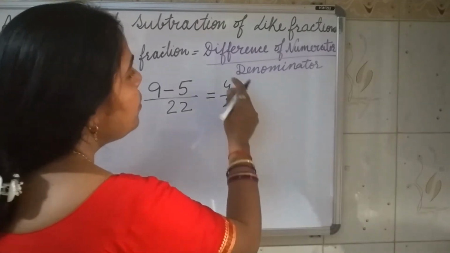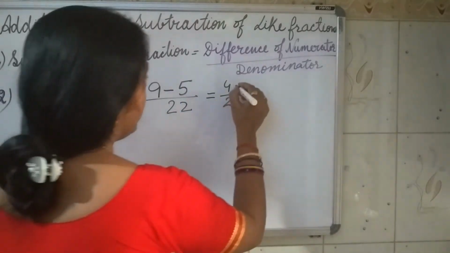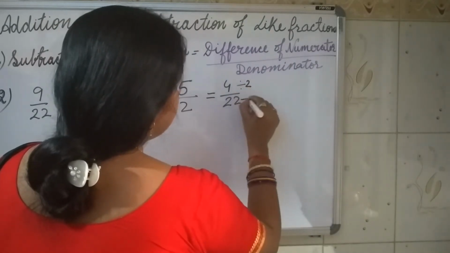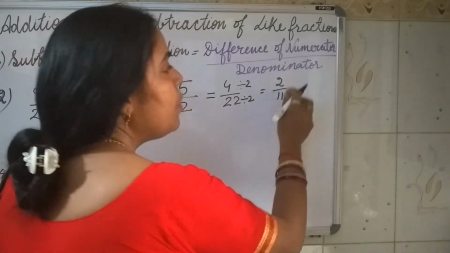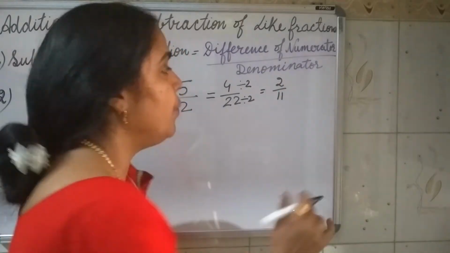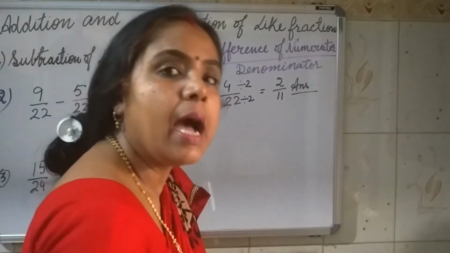Now is 4 upon 22 divisible by any number? Yes, it is divisible by 2. So it will be 2 upon 11. Now is 2 upon 11 divisible by any number? No. It means it is the simplest form or lowest form. So this is the answer.